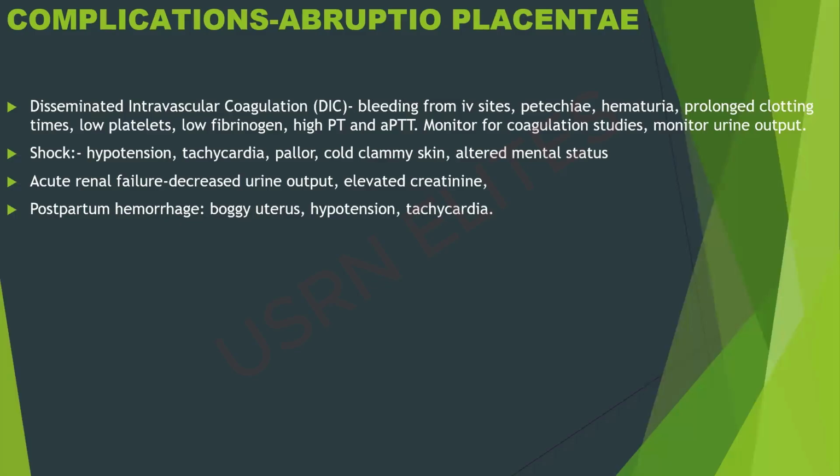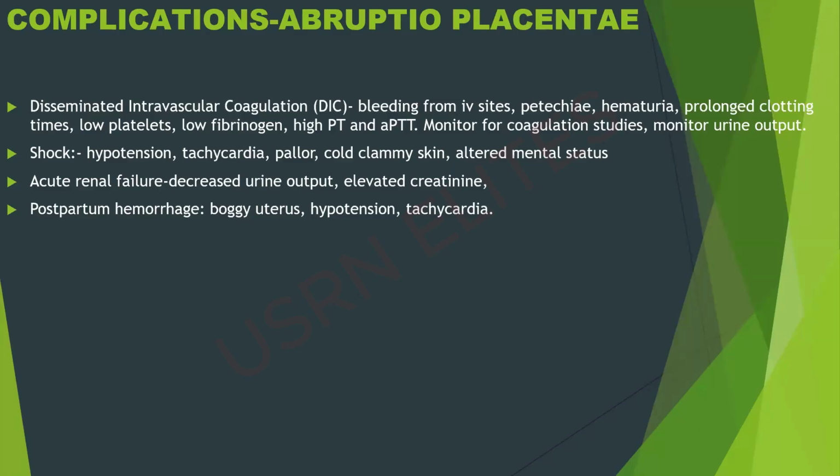Why FFPs? If there's DIC. Because in DIC, the platelets, the clotting factors, and the fibrinogen are all low. So we give fresh frozen plasma, that's FFP, if the PT and the APTT are high. But if you're giving FFP, please monitor for fluid overload because of the potential increase in fluid. All right, we give blood products.